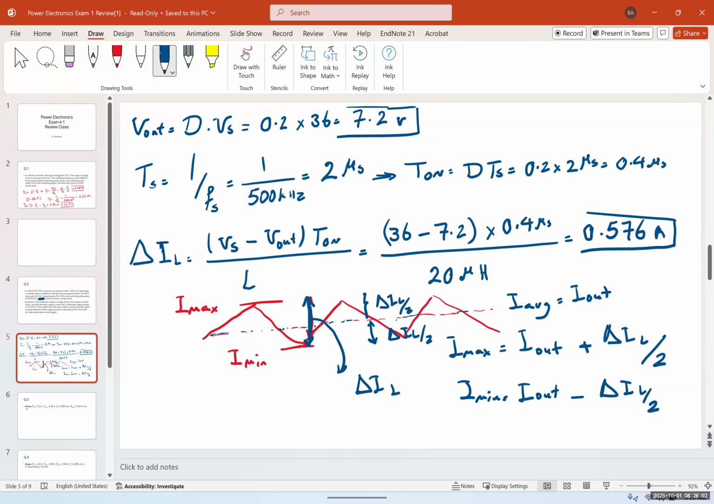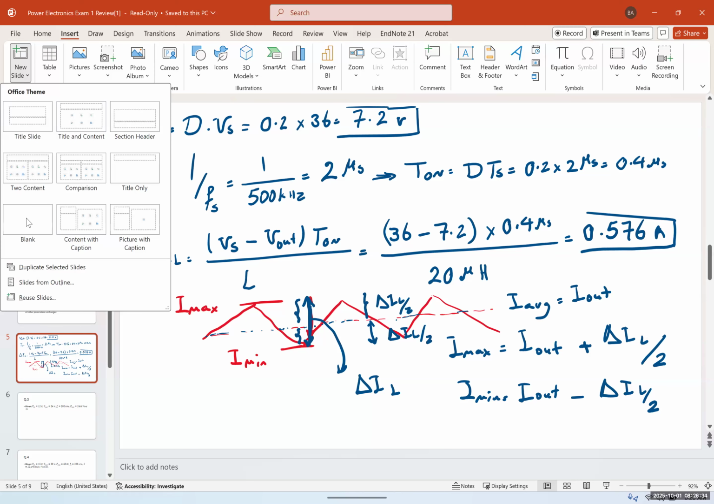Yes. So I_out, or I average, is at the middle of the ripple, and delta IL is the total swing from maximum to minimum. Therefore, I max would be equal to I out plus delta IL divided by 2, because half of it is over the average and the other half is under. And I min is I out minus delta IL over 2. Is it clear up to this point? Okay.